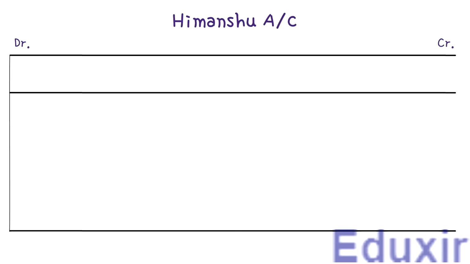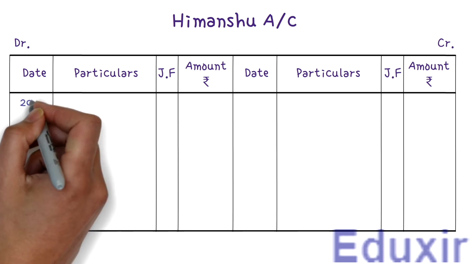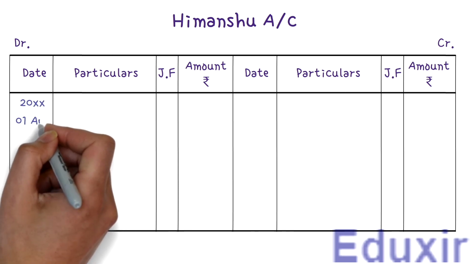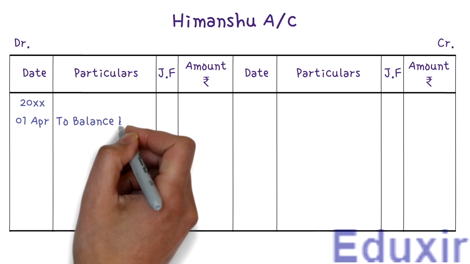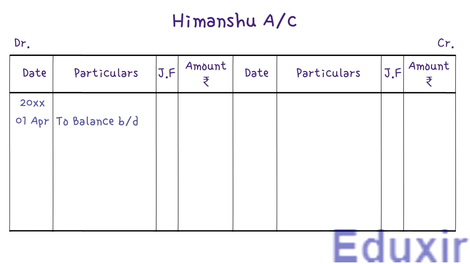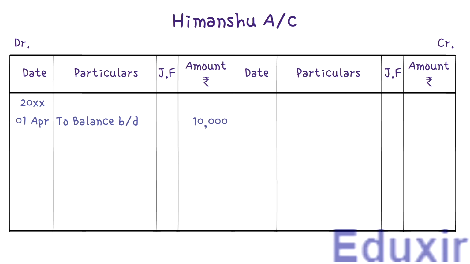Let us then have the ledger account format with all the headers. As this is the first entry on the debit side, let us first write the year in the date column and then let us write the date. We need to write "to balance brought down" into the particulars column. Let us then write the debit amount of 10,000 rupees in the amount column. That completes the posting of this journal entry into Himanshu account.